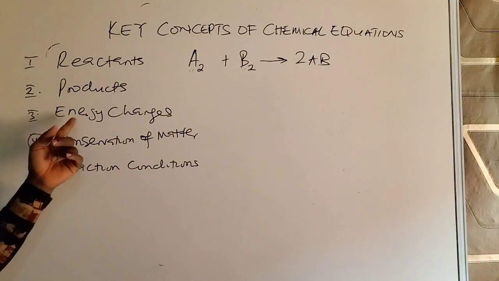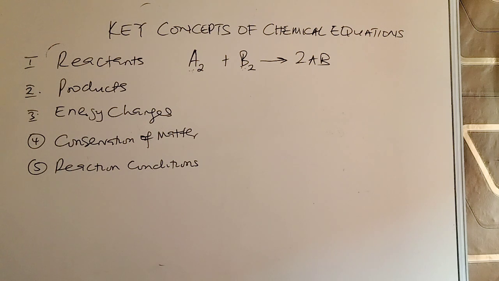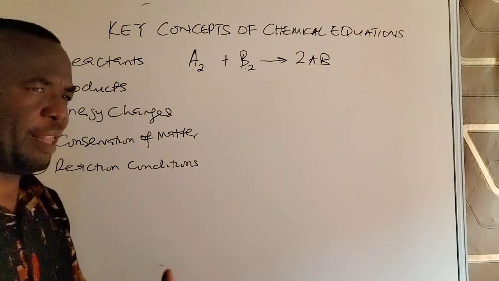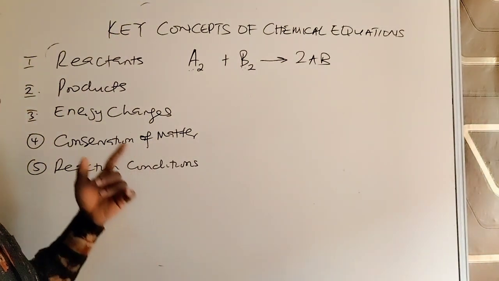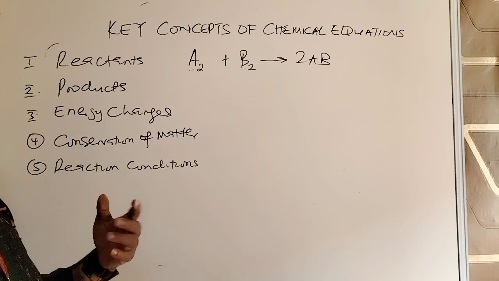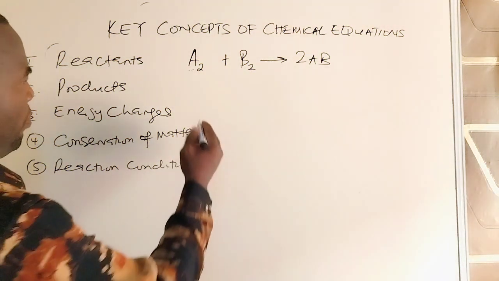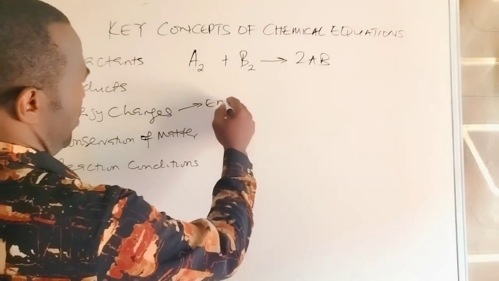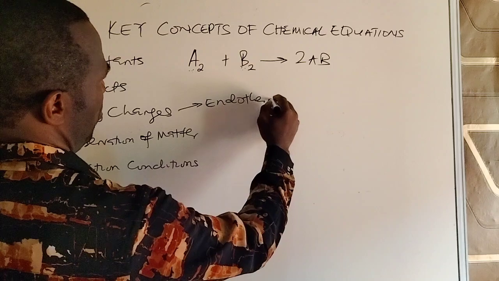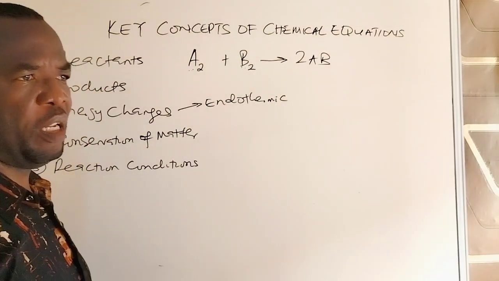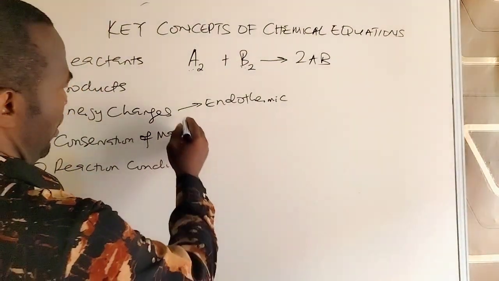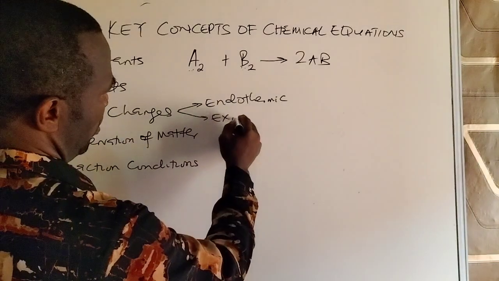Then energy changes. During a chemical reaction, energy is either absorbed or evolved. That's what we call enthalpy of reaction. If the reaction absorbs energy from the surroundings, we say that the reaction is endothermic. But if the reaction gives out heat energy to the surroundings, we say it is exothermic.